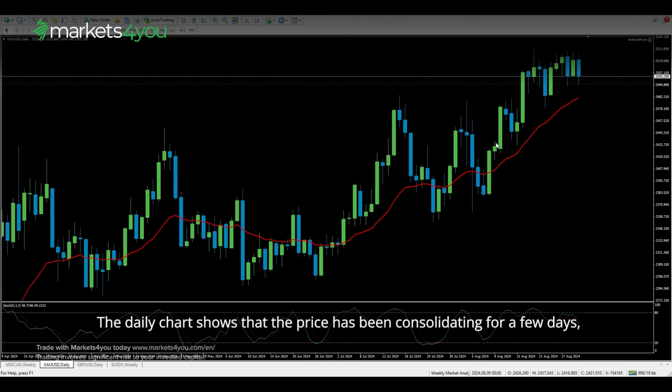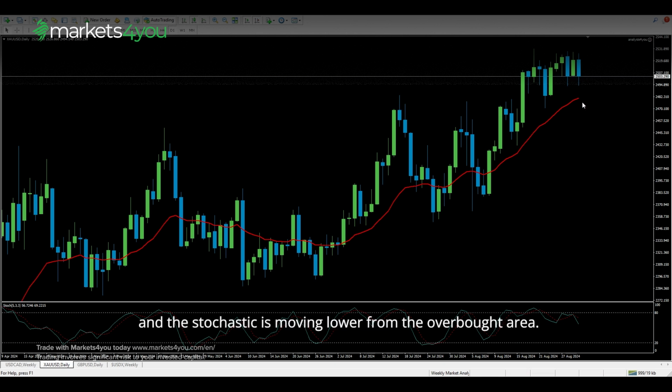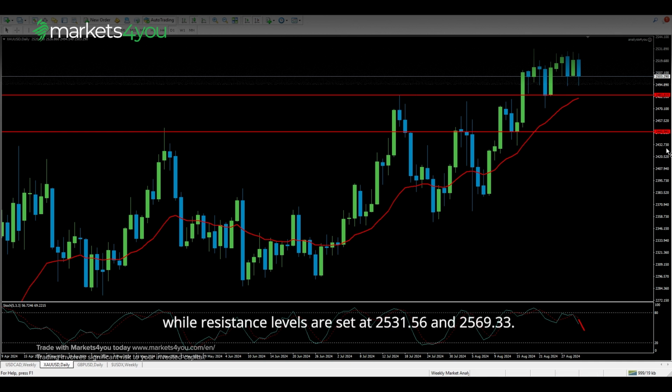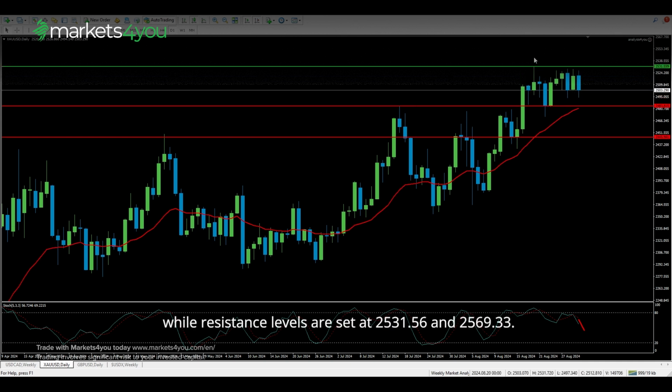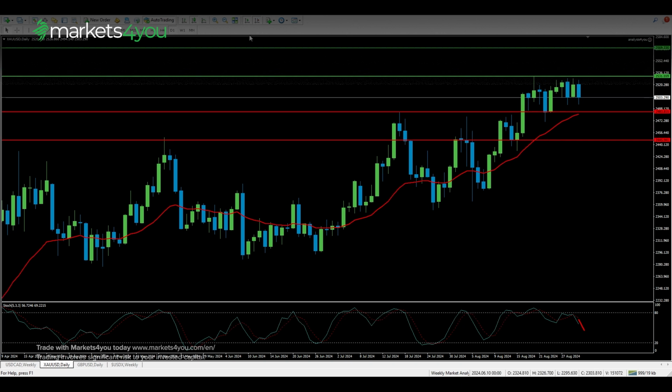The daily chart shows that the price has been consolidating for a few days, and the stochastic is moving lower from the overbought area. The candlestick pattern also suggests a potential bearish reversal, so I'm expecting the price to move toward the support levels. Support levels are set at 2,483.82 and 2,445.94, while resistance levels are set at 2,531.56 and 2,569.33. If the price moves according to our analysis, we might see 150 pips or more this week.